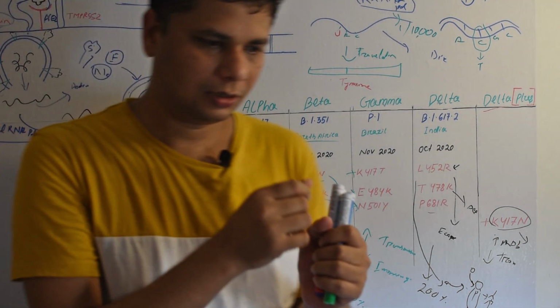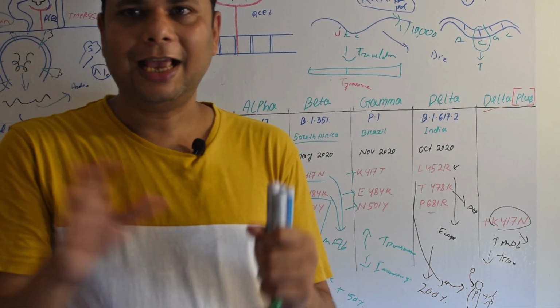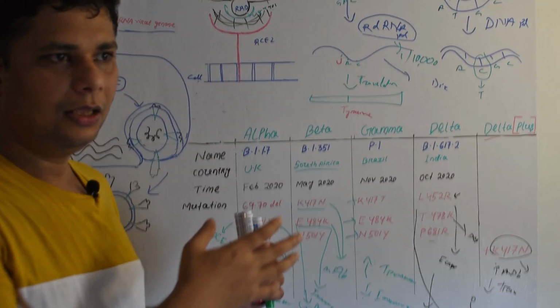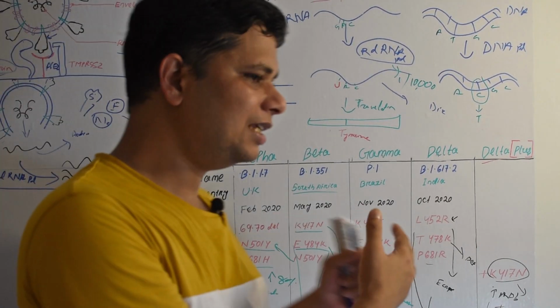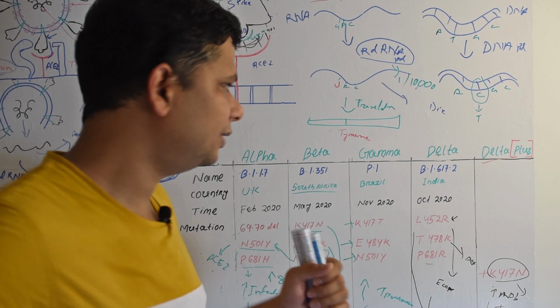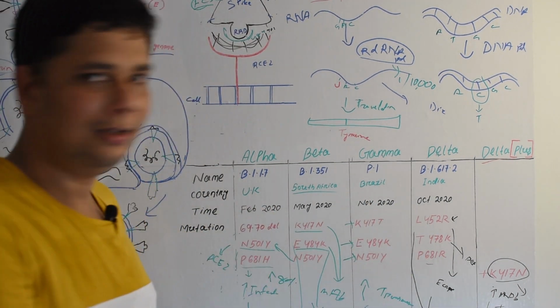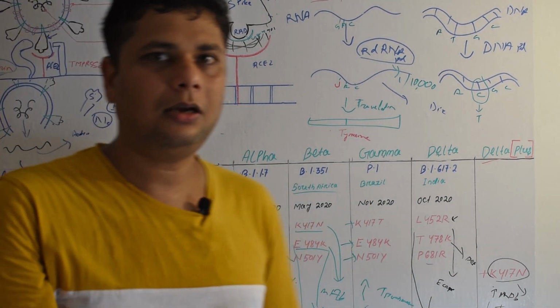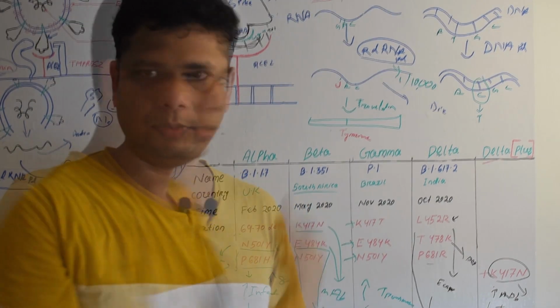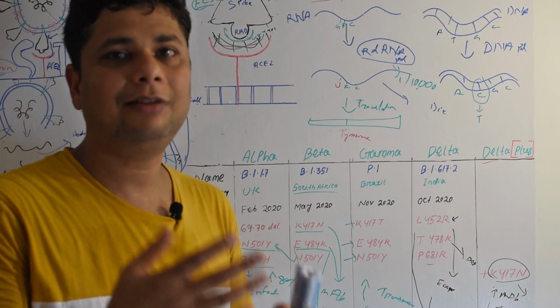And my request is everyone should get vaccinated. Although the immunogenicity is reduced because of the Delta and Delta plus variants, still our body will respond to the coronavirus and it will give us protection.